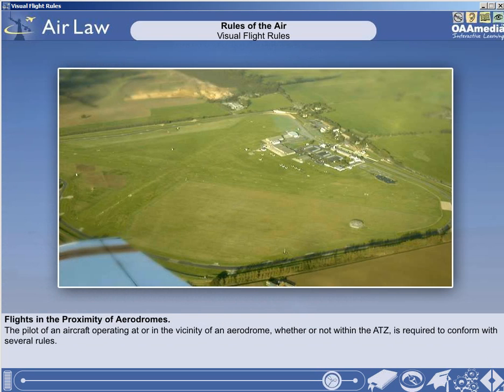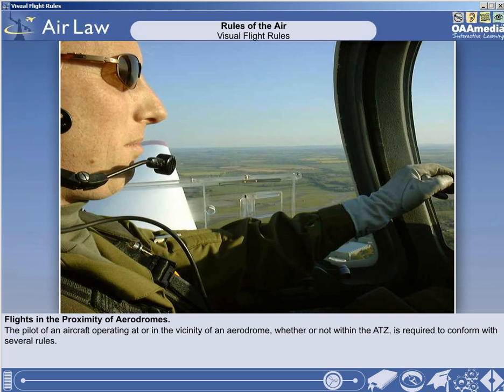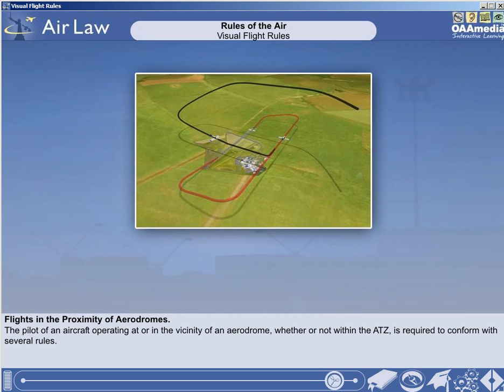It is appropriate at this point to consider the rules of the air which govern flight in the proximity of aerodromes. The pilot of an aircraft operating at or in the vicinity of an aerodrome, whether or not he is within the aerodrome traffic zone itself, is required to conform with several rules. He must observe other aerodrome traffic for the purpose of avoiding collision. He must conform with or avoid the pattern of traffic formed by other aircraft operating at the aerodrome.